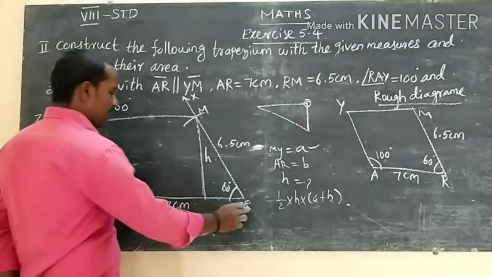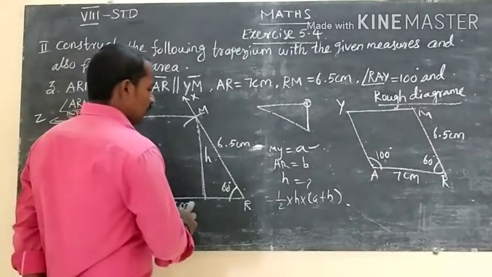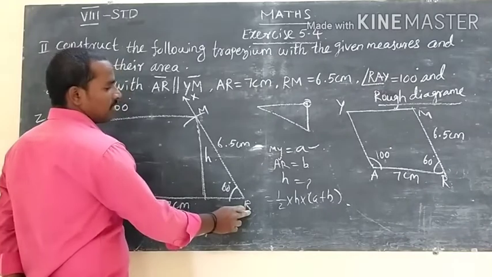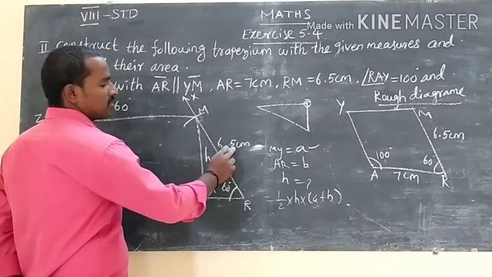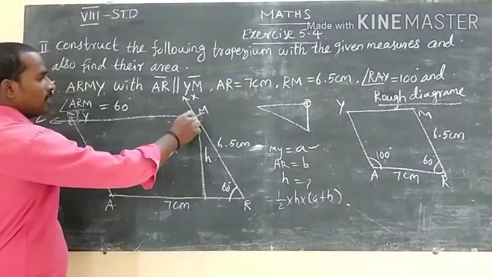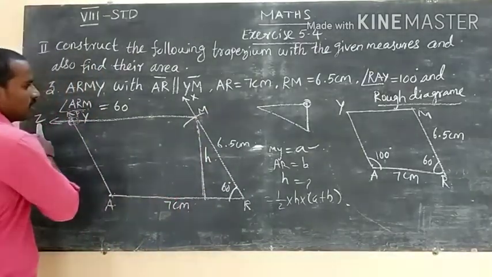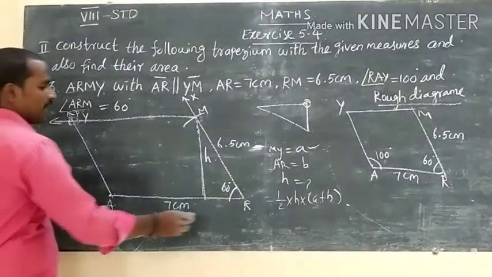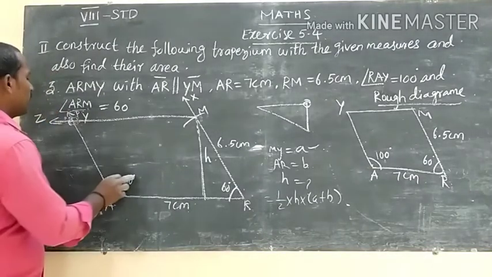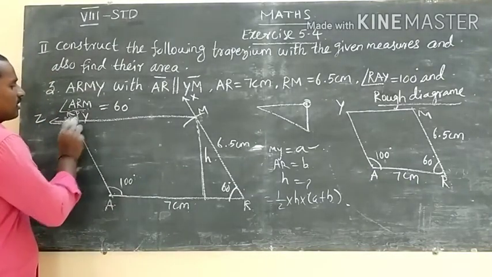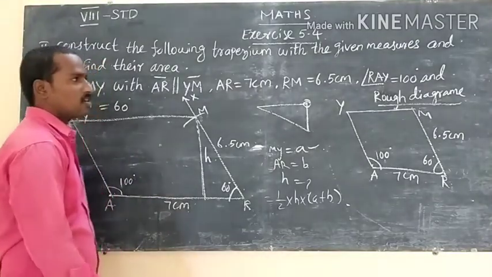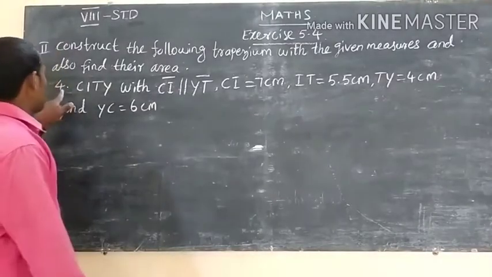First draw the line segment AR equal to 7 centimeter. Then make an angle RAM equal to 60 degree. Then with A as center, draw an arc of radius 6.5 centimeter. Let it cut at M. Then use the set square to construct the ray. Then make an angle RAY 100 degree. The two rays intersect at Y. So now we get the rectangular trapezium. Understood. Okay, next, fourth question.